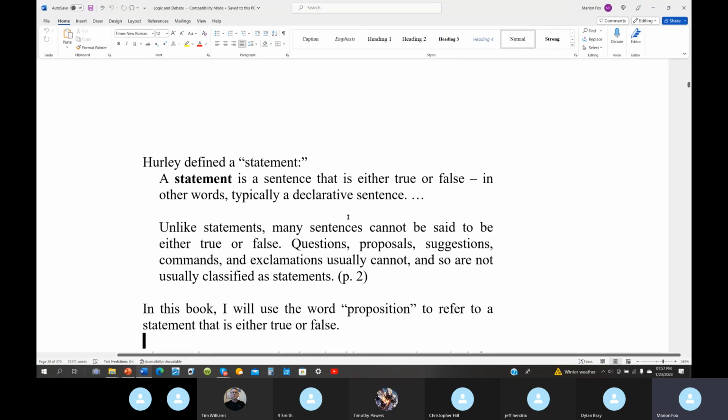He says a statement is a sentence that's either true or false. So when we have Hurley and he uses the word statement, it's going to be the same as a proposition in Copi. I'm going to use the word proposition throughout this book. In other words, typically a declarative sentence. Unlike statements, many sentences cannot be said to be either true or false. He says questions, proposals, suggestions, commands, exclamations usually cannot and so are not usually classified as statements. So I would use the term proposition to refer to a statement that's either true or false.